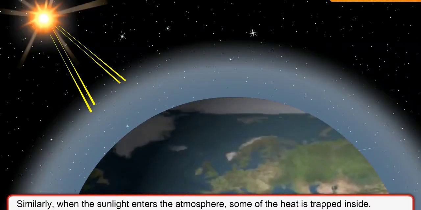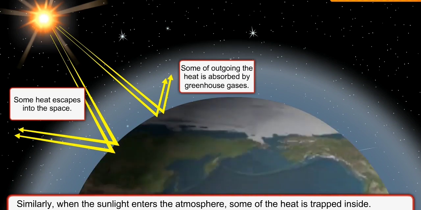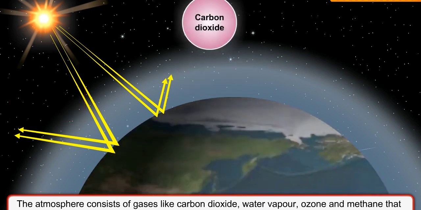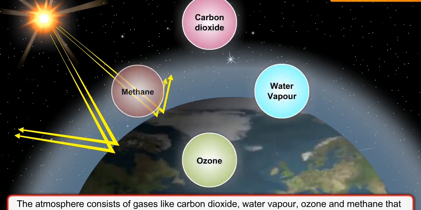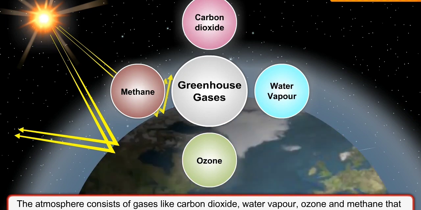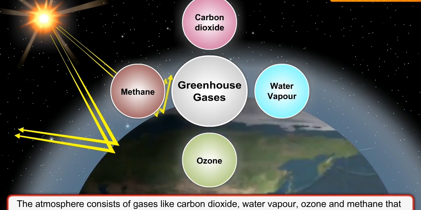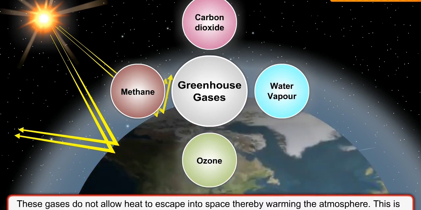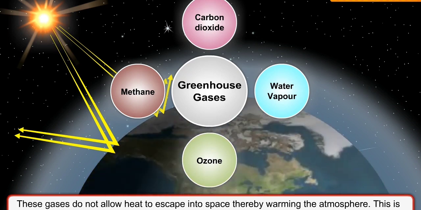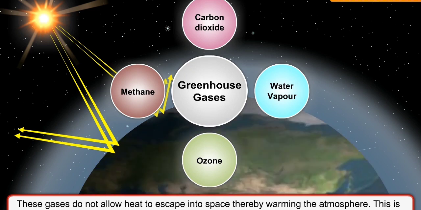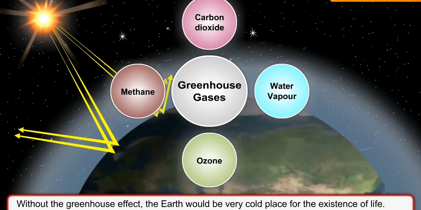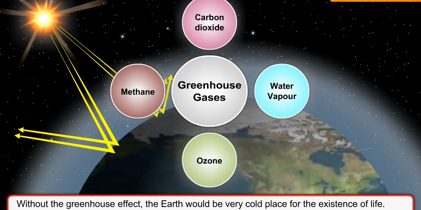Similarly, when the sunlight enters the atmosphere, some of the heat is trapped inside. The atmosphere consists of gases like carbon dioxide, water vapor, ozone, and methane that have the property of trapping heat. Such gases are called greenhouse gases. These gases do not allow heat to escape into space, thereby warming the atmosphere. This is called the greenhouse effect. Without the greenhouse effect, the Earth would be a very cold place for the existence of life.